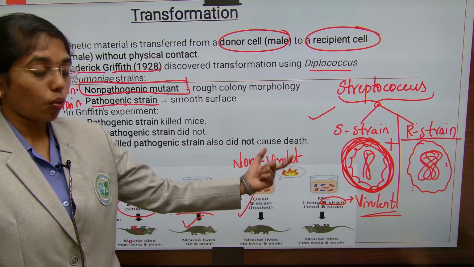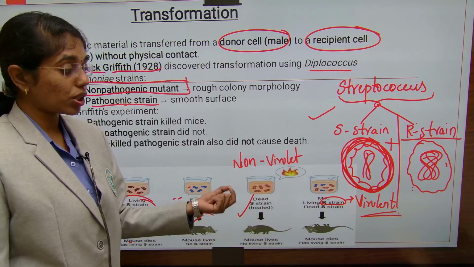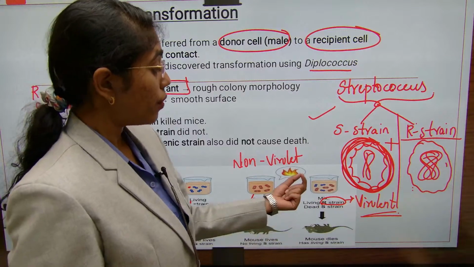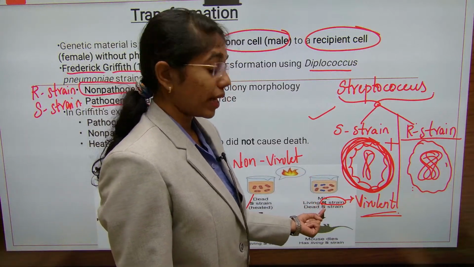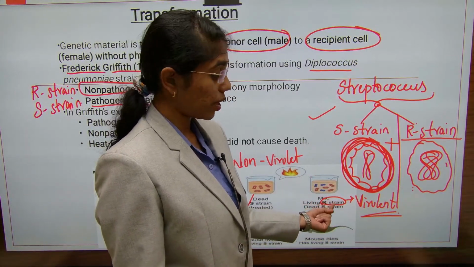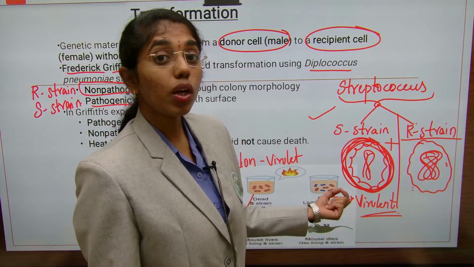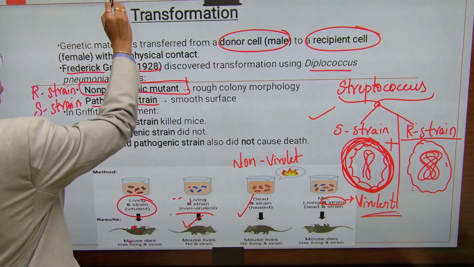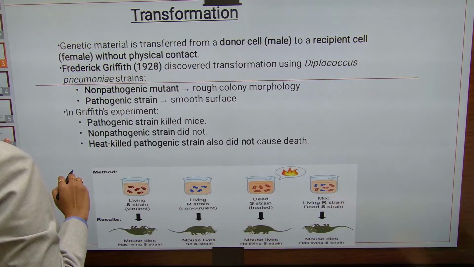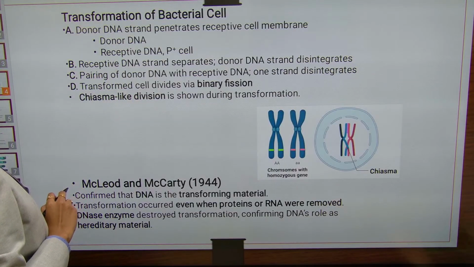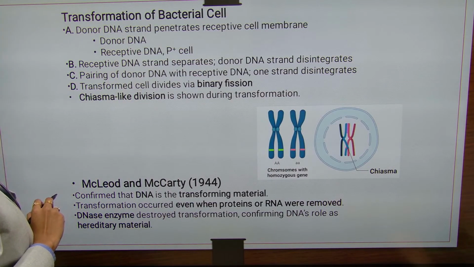At the end, what is confirmed? That there is something being transferred from heat-killed S strain to R strain, which is making R strain virulent. Next, here we go. Transformation of bacteria.